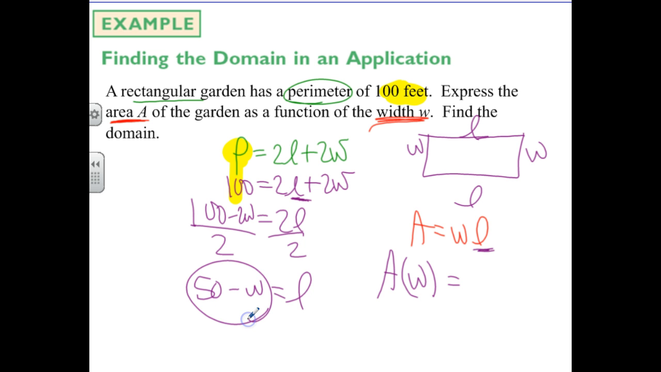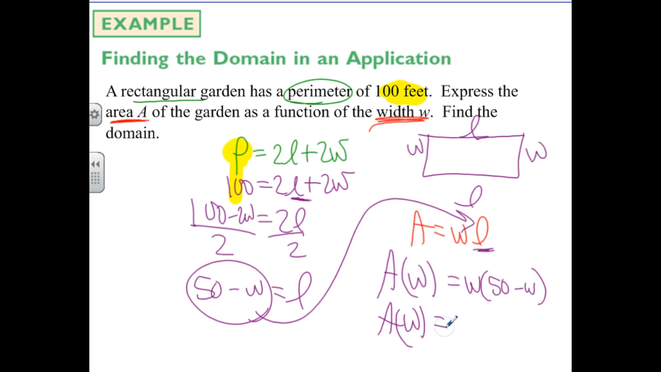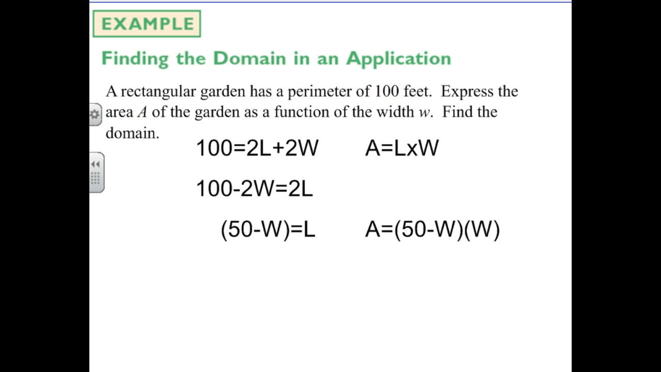And I'm going to take that 50 minus W and plug that in here. So W times the 50 minus W will give me the area of the rectangle in terms of the W. So 50W minus W squared. And you can see that's worked out right here. Same solution, I just left it in factored form.